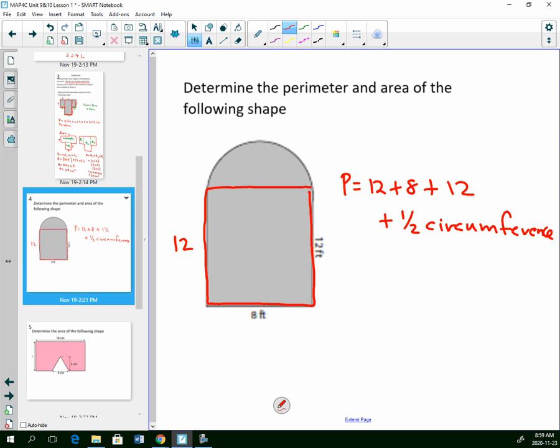And then this part is half the circumference of a circle, okay? So I know if I start here, it's 12 plus 8 plus 12, and then the circumference of a circle, but I only have half a circle, okay? So my circumference of a circle is 2 pi r, or pi times the diameter. So let's use the diameter.